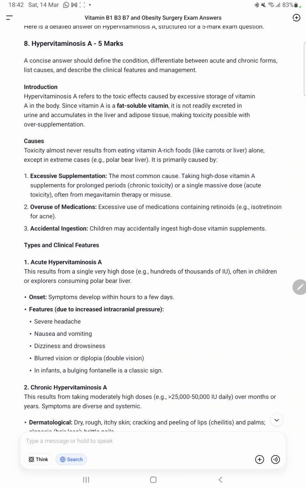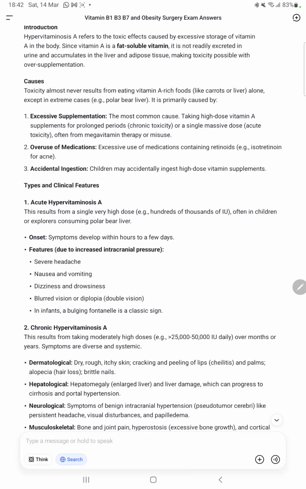And then hypervitaminosis A. Hypervitaminosis A refers to the toxic effects of the fat soluble vitamin, that is vitamin A. It is not readily excreted in the urine, it accumulates in the liver and the adipose tissue, in the Ito cells of the liver, and the toxicity happens. Toxicity almost never happens because of consumption of vitamin A rich foods like carrots or liver, but it is seen in extreme cases like consuming polar bear liver.